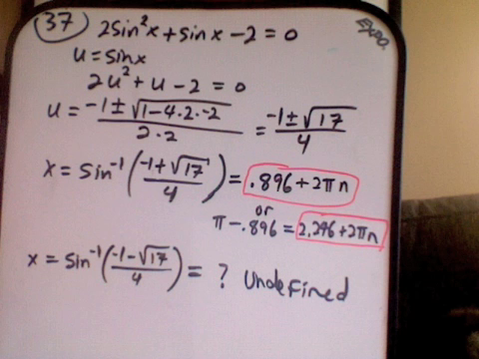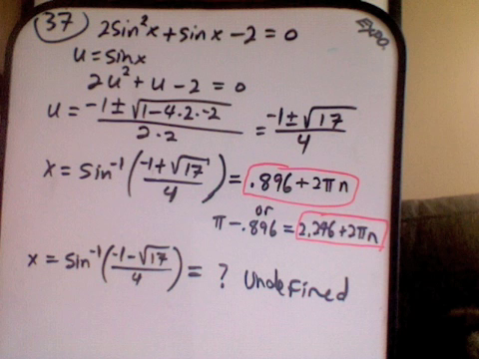Okay, so x is equal to the inverse sine of those answers because u was the sine of x, and we're looking for x, so it's the inverse sine of u. Right, if we choose the plus, we get the answer 0.896 plus 2 pi n. If we choose the minus, it doesn't work out. Right, we get an undefined answer.